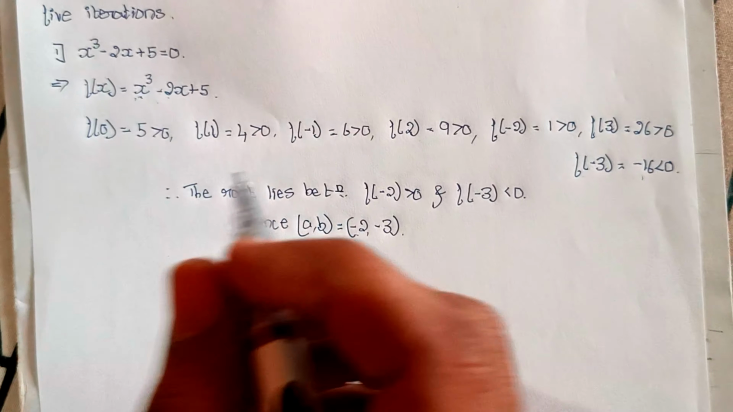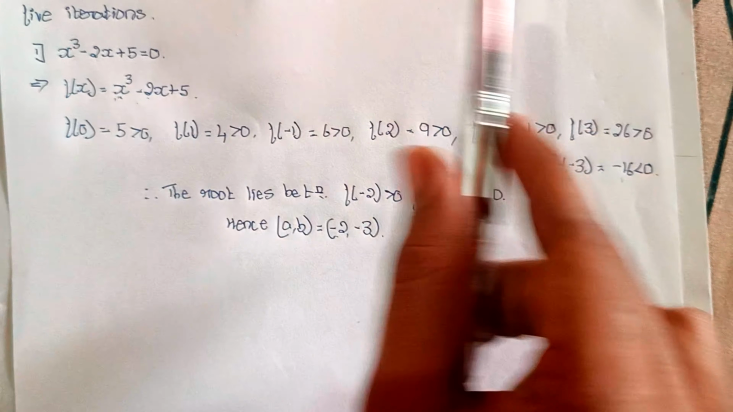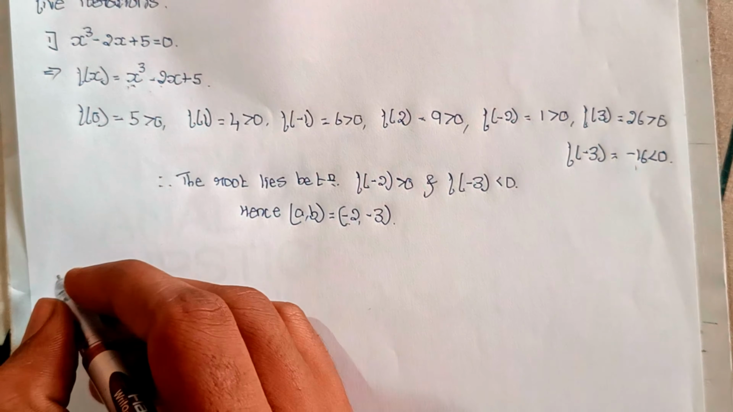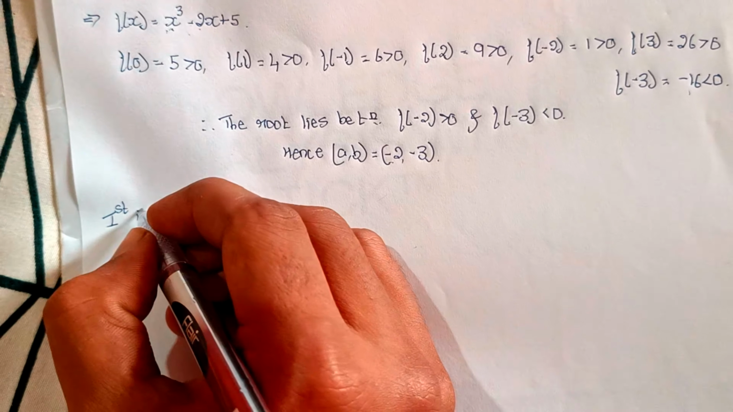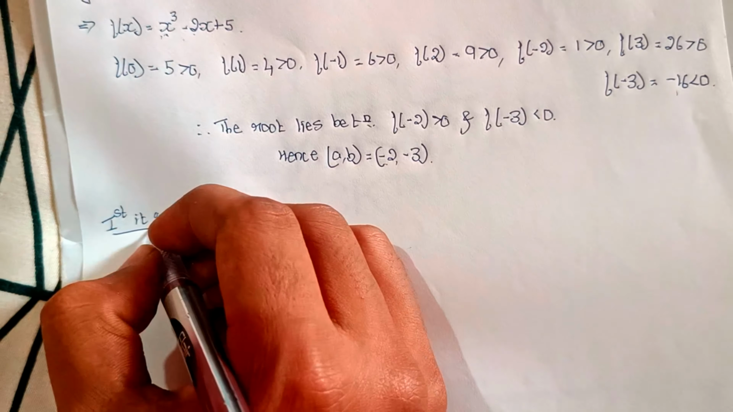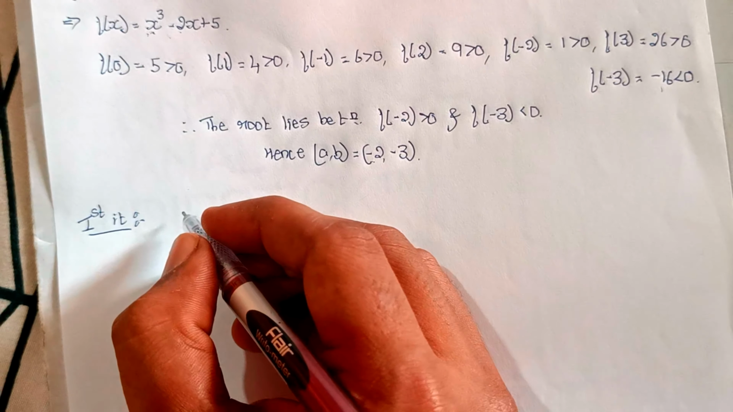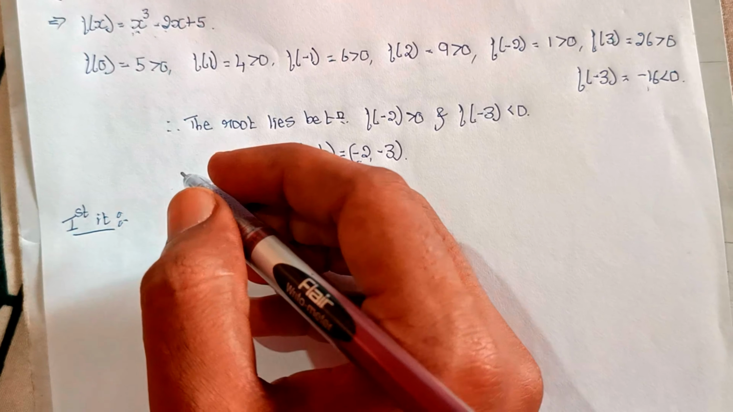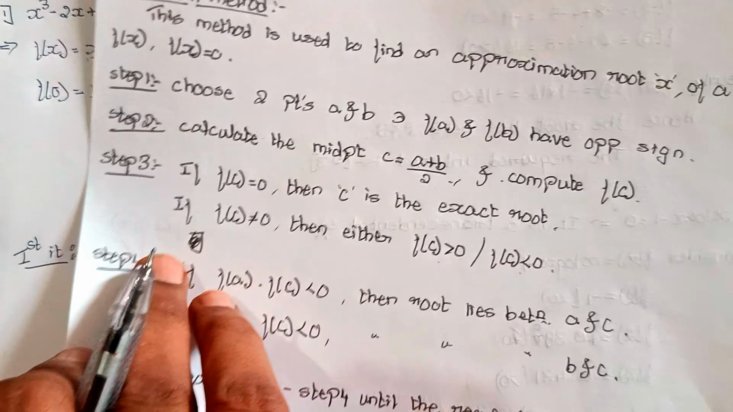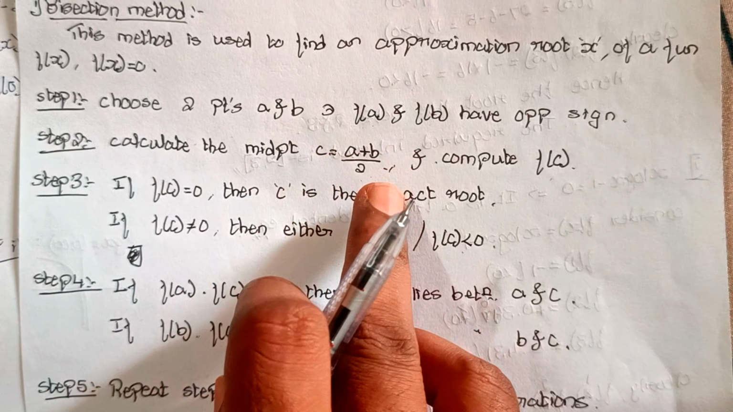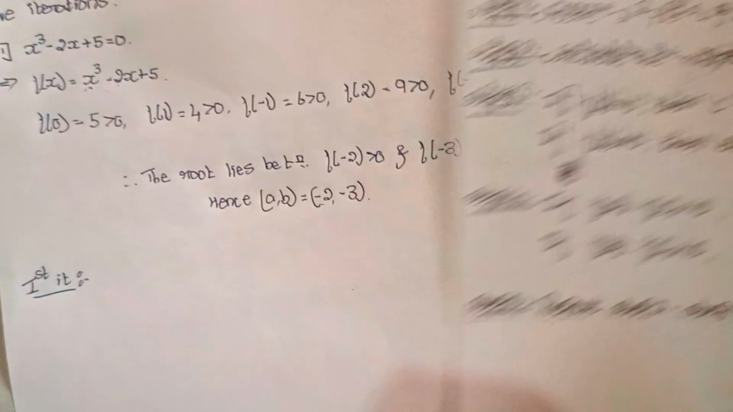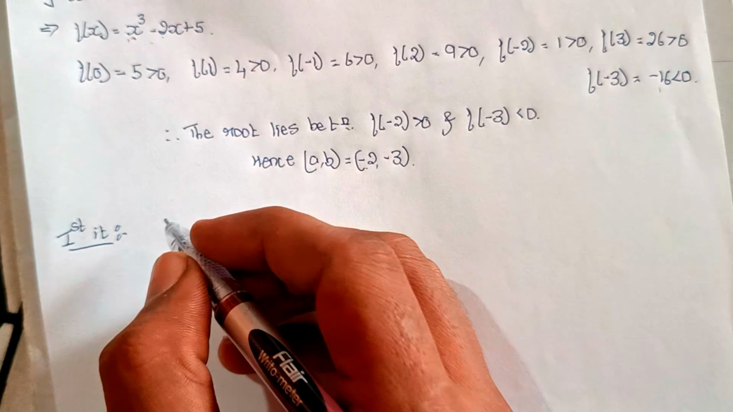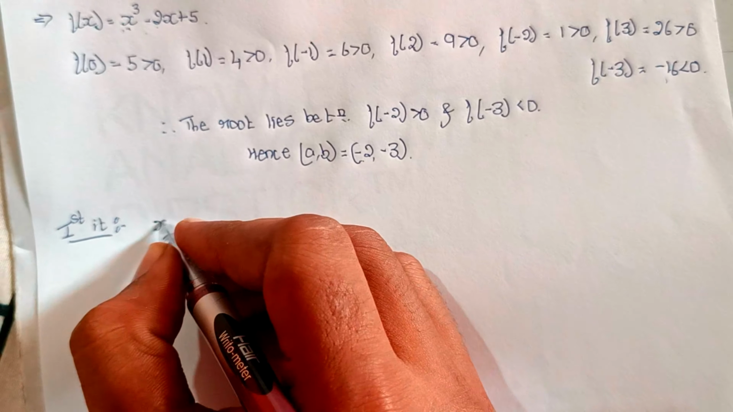The first iteration. They have told us to use the bisection method up to 5 iterations. First iteration, what is that? We have to calculate this using the midpoint formula. The midpoint formula is c is equal to a plus b divided by 2, and compute this c value in the given equation. Now calculating the midpoint value, let us consider c as x1.